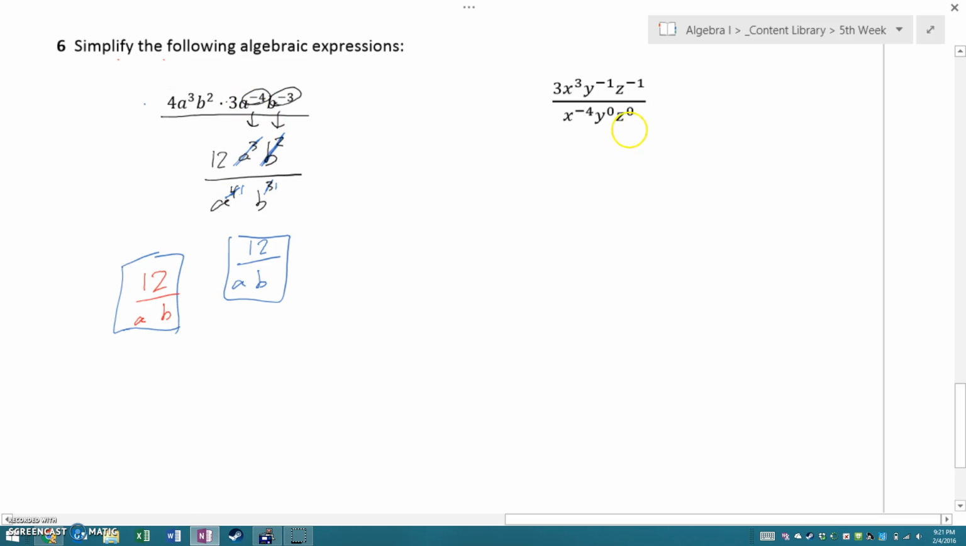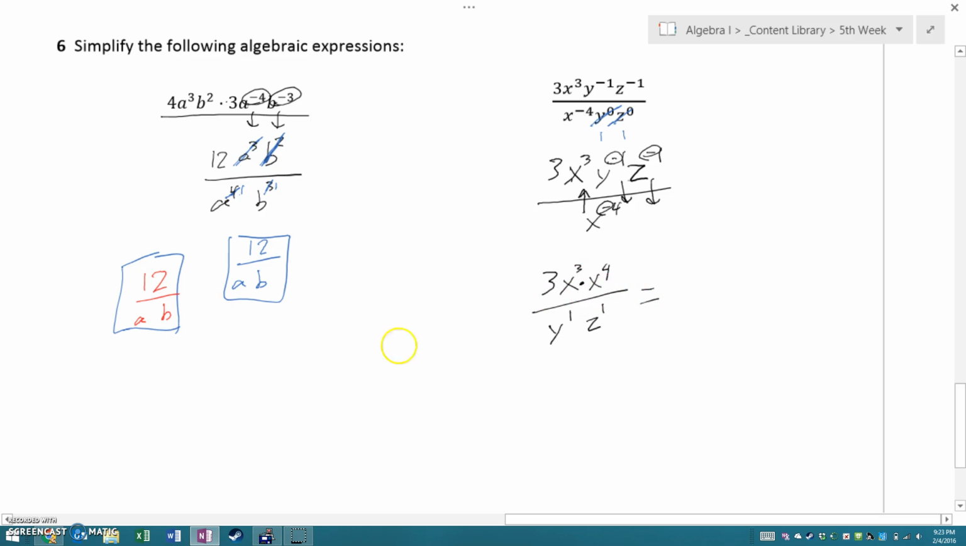Over here for number 6, I'm just going to go through the work real quick because I'm running out of time. Anything with a 0 power is going to be 1. Now that those are gone, I'm going to look at these negatives and I'm going to move those across the fraction. Now the x's are going to get multiplied together and my result will be 3x to the 7th because I've added those, over yz.